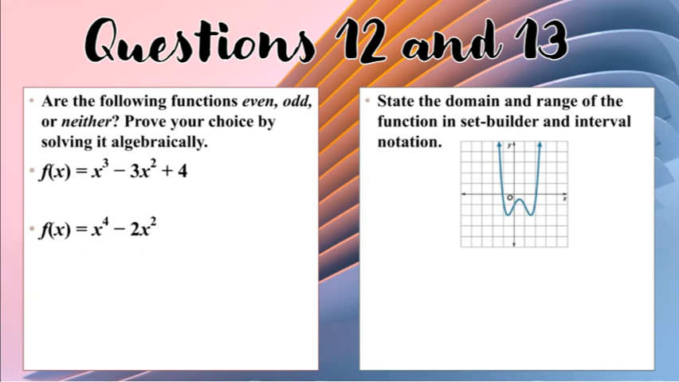Question 12. Are the following functions even, odd, or neither? And then prove your choice by solving algebraically. So right now, I can check just my exponents here. Since they're split even and odd, it's always going to be a neither. And then to prove it algebraically, if f of x is negative x, I just put a negative in.